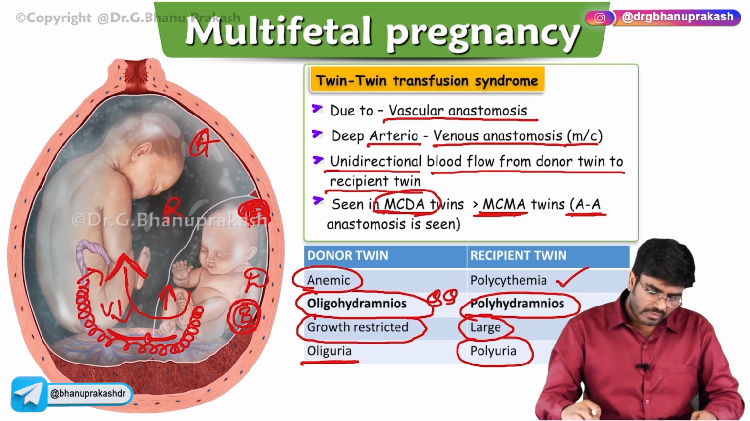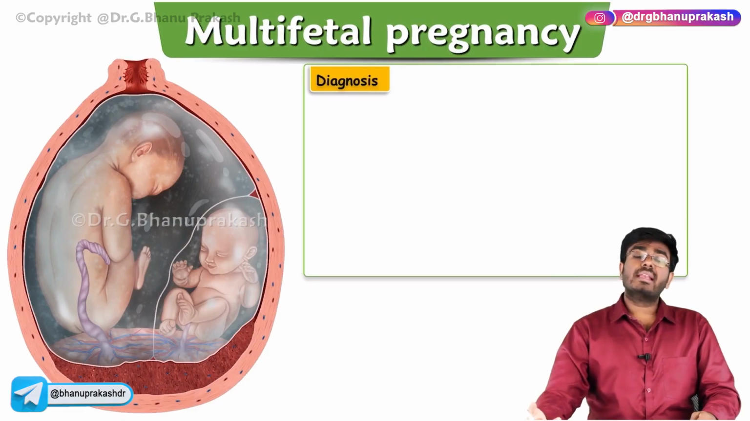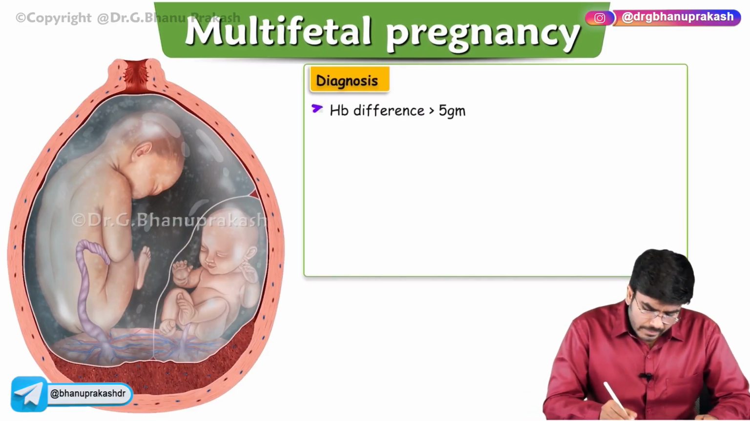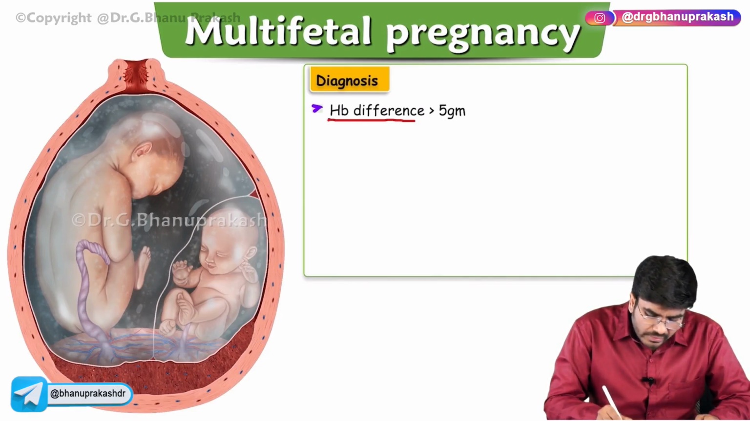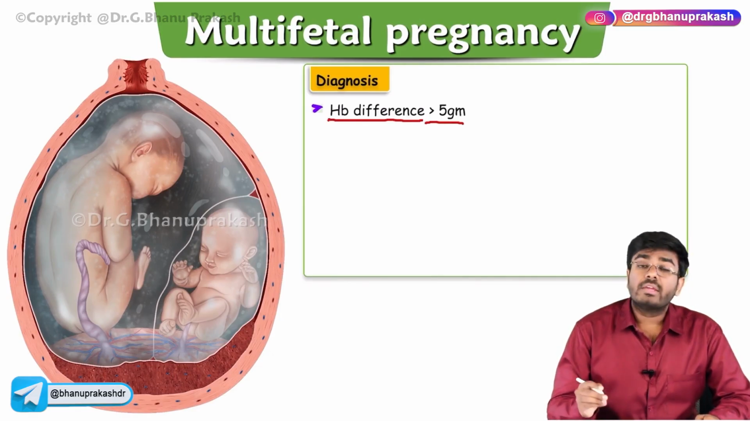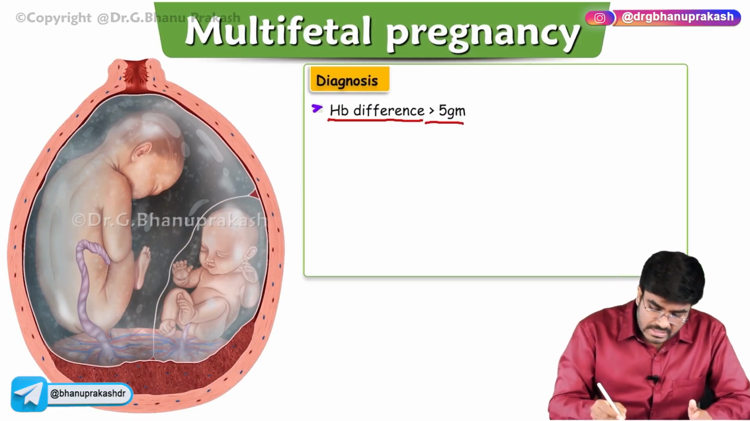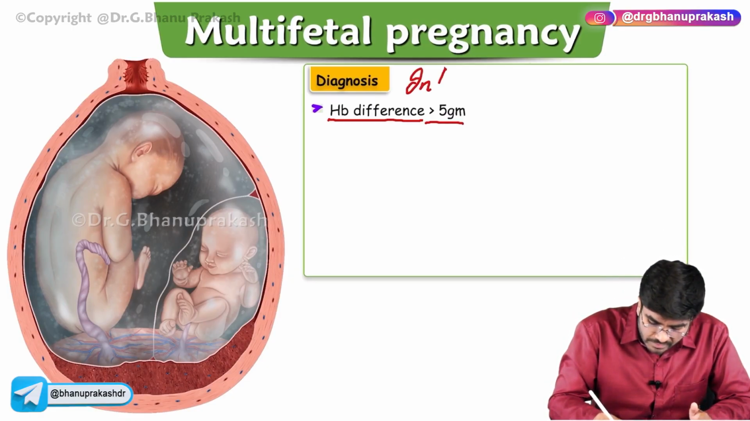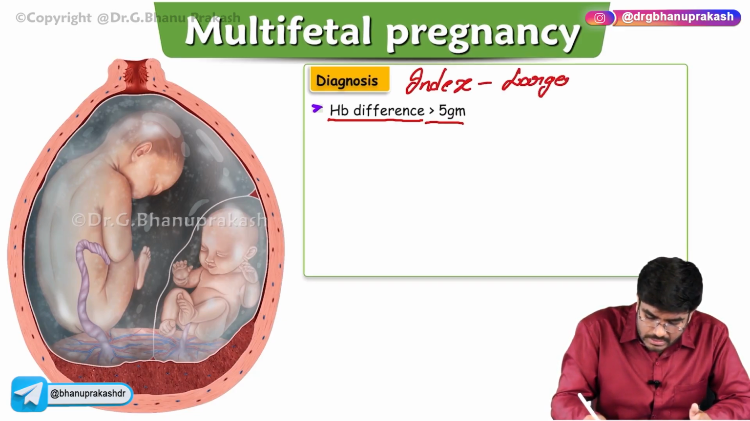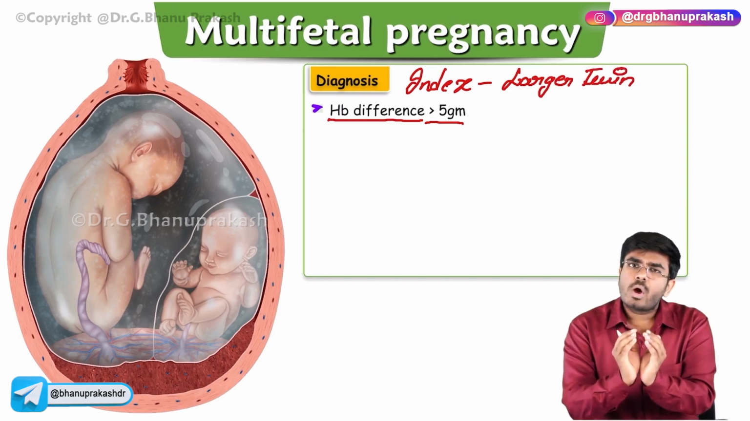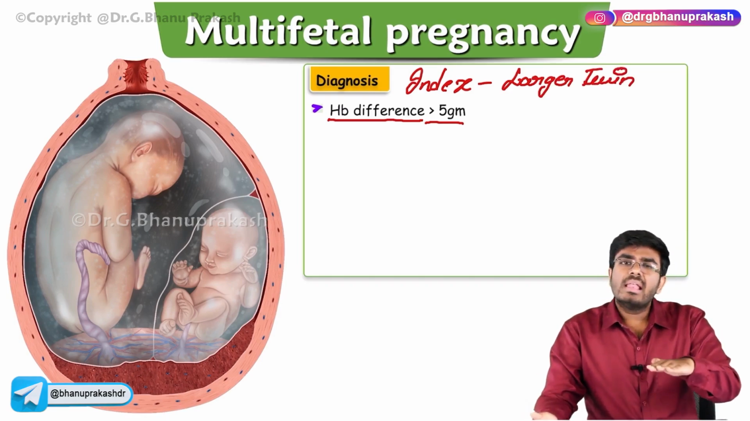Okay. Now after this, let's talk about the diagnosis in twin transfusion syndrome. See, there will be a hemoglobin difference of more than 5 grams between the twins. See, we have to take the larger twin as the index. Very important MCQ. Index is the larger twin. Okay, the larger twin is taken as the index. In comparison to the larger twin, the smaller twin will have less hemoglobin.